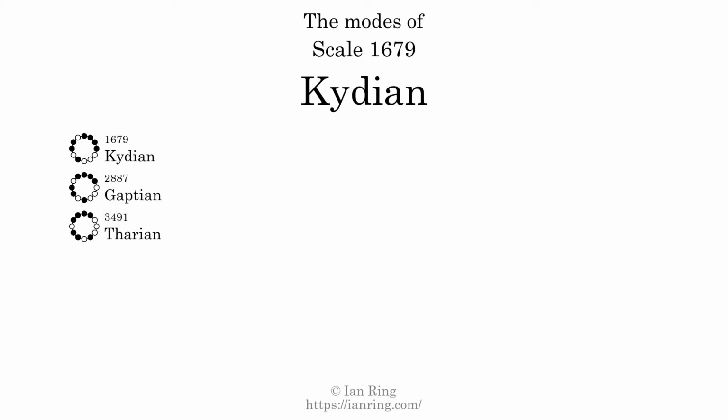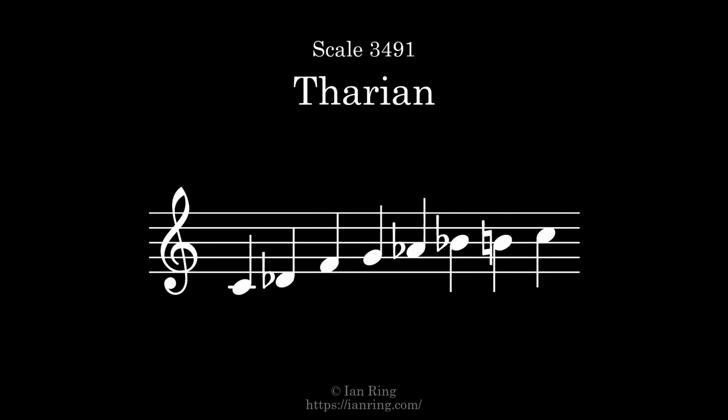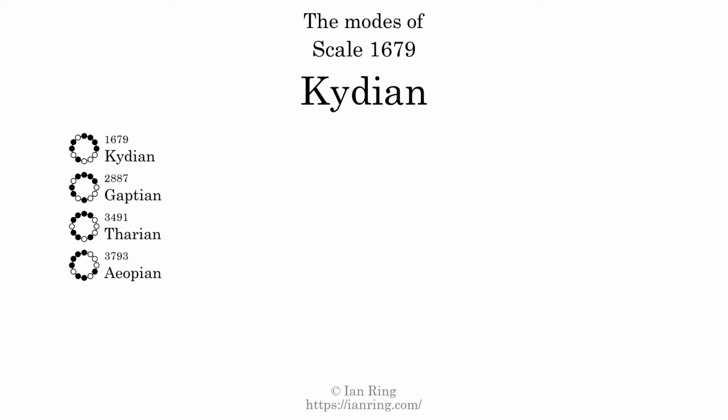The third mode is scale 3491, also known as Therian. It sounds like this. The fourth mode is scale 3793, also known as Ethiopian. It sounds like this.